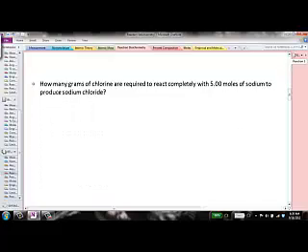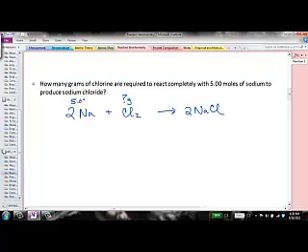All right, now this one, it's the same reaction, so I'm going to go ahead and rewrite our reaction down here. And this time it's asking for grams of chlorine to react with 5 moles of sodium. Okay, so BCA. All right, we have 5 moles here.